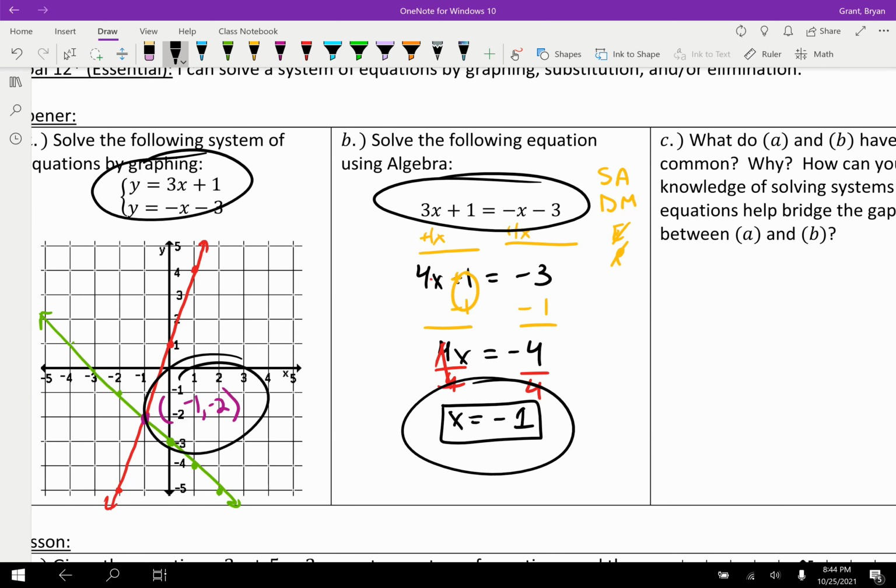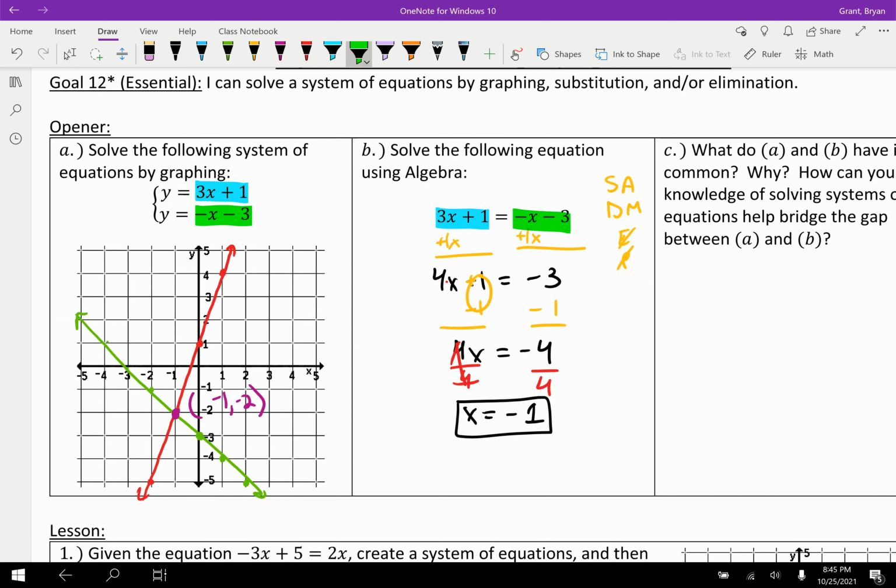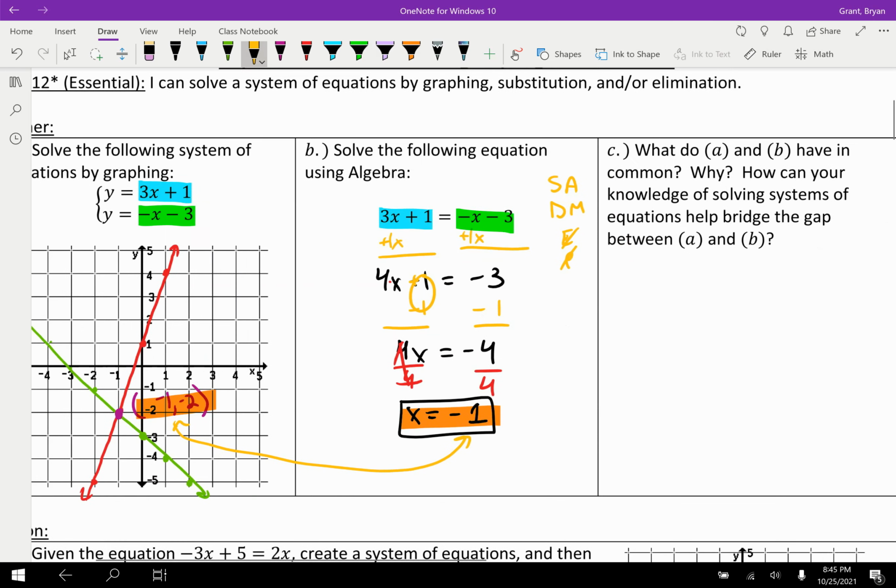Well, hopefully you notice that the problems are very, very similar, right? This 3x plus 1 shows up over here, and this -x minus 3 shows up over here. So if the problems look so similar, shouldn't the answers look similar as well? Well, if you take a peek at the answer down below, right, we have this guy right here and this one over here. What looks similar there? And you might notice that the x's look pretty darn similar. Do you think that's a coincidence? Well, it is certainly not.